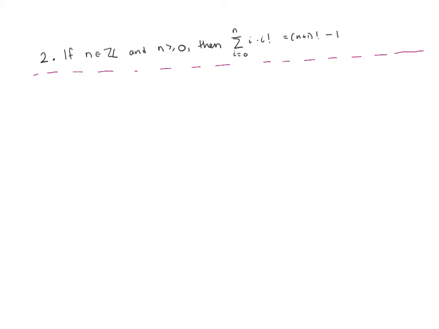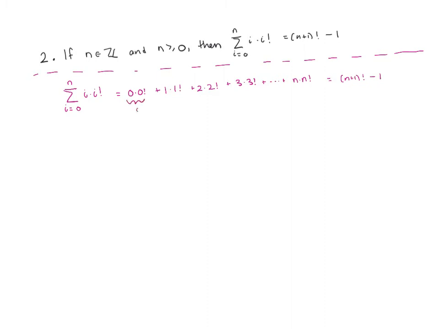So I'm looking at this quantity, the sum from i equals 0 to n of i times i factorial. So when i equals 0, that's 0 times 0 factorial, plus 1 times 1 factorial, plus 2 times 2 factorial, plus 3 times 3 factorial, and so forth. And I go up until I get to n times n factorial. And it says that when I add that up, I should get n plus 1 factorial minus 1.